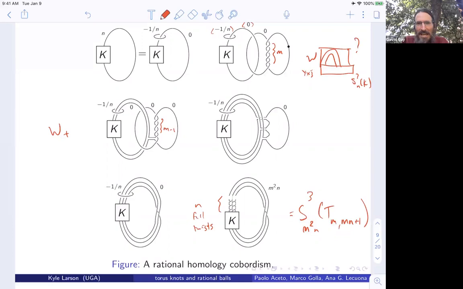It's not the torus knot, it's the cable, right? The K cable. So there are M strands. You wrote T. But if K was an unknot, then you would have the torus knot M, MN plus one. Yeah, and so these N full twists introduce the MN, and then you have this. Yep, good.